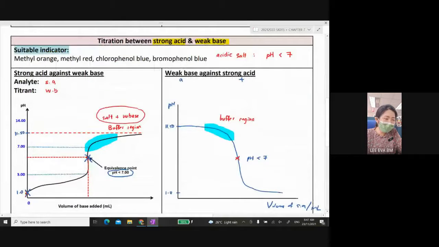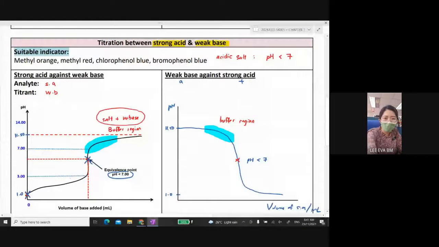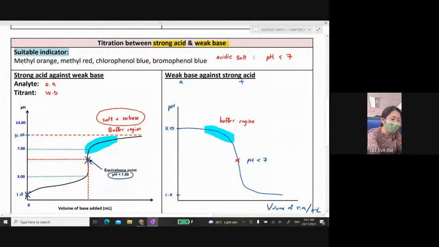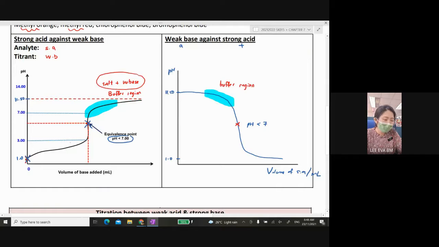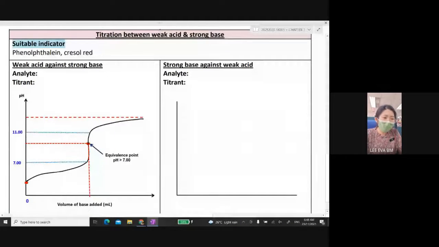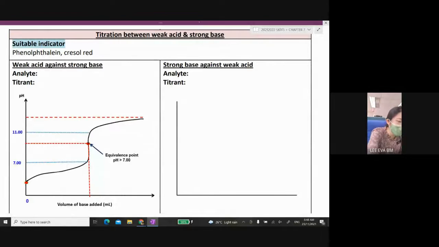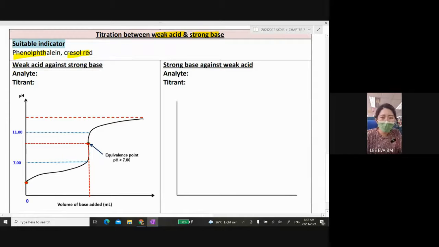Okay, so indicators, you can also try to memorize a few: methyl red, methyl orange, chlorophenol blue, bromophenol blue. The last combination we have here is titration between weak acid and strong base. So the indicator is only these two, so you choose it wisely. Weak acid, strong base.